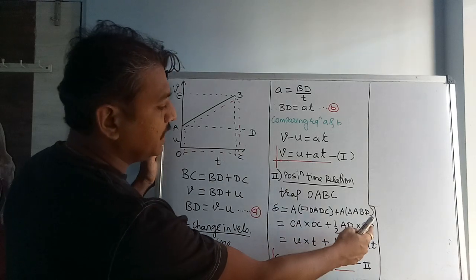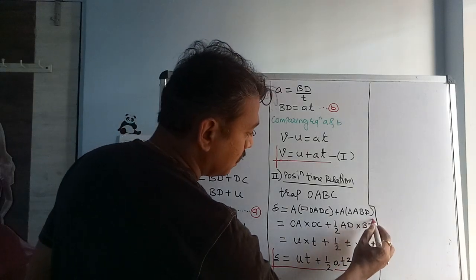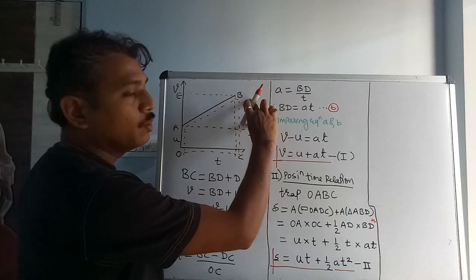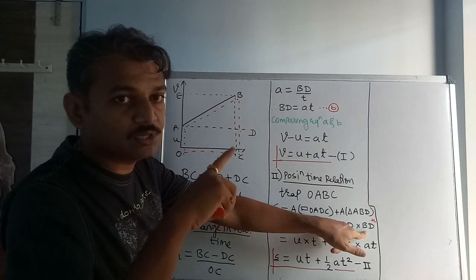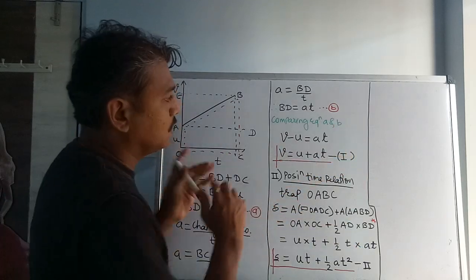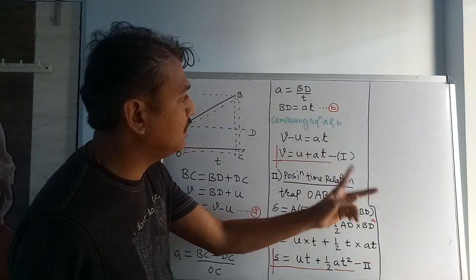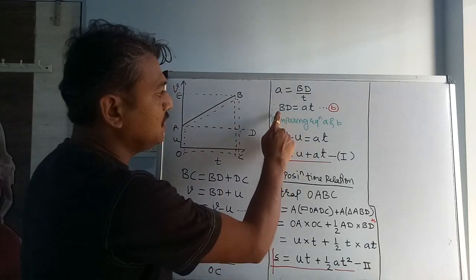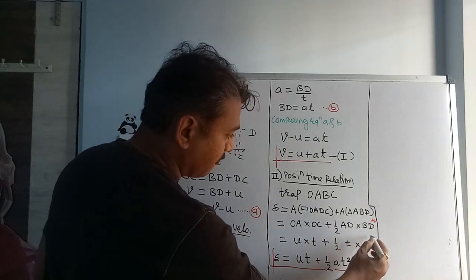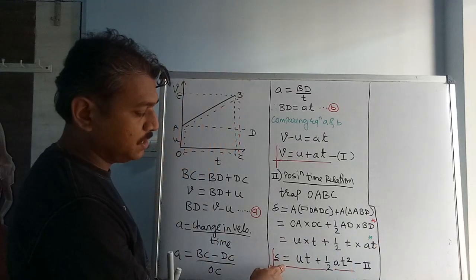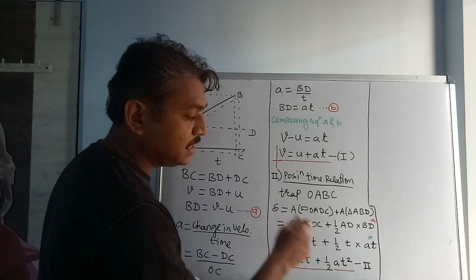And now BD, this is a very important thing to be remembered in this equation. The value of this BD we don't know, but we have to take it from the first equation's small b equation, this one. You have to remember it very properly. BD is equal to AT, so I have put the value here, AT. After putting this value, the equation here becomes S equals UT plus half AT square.